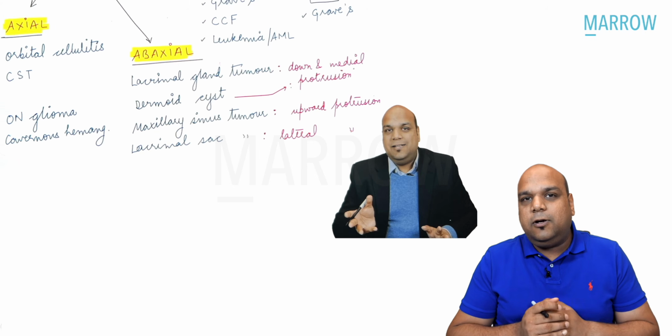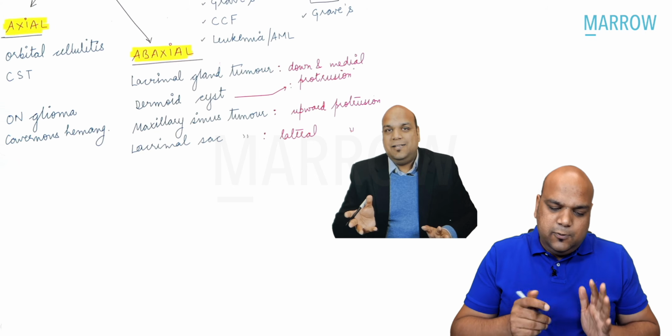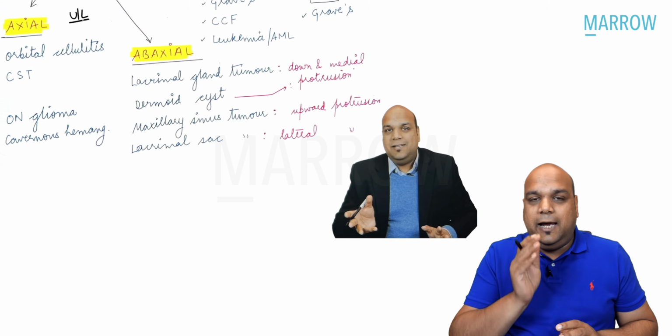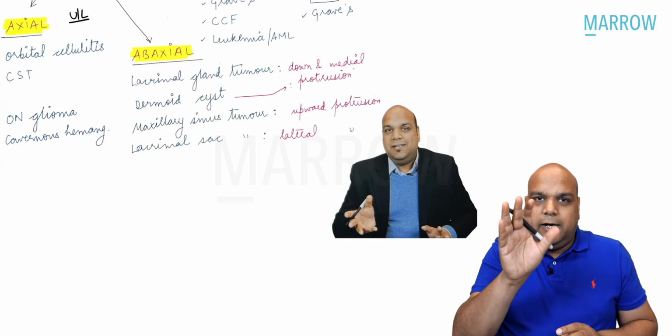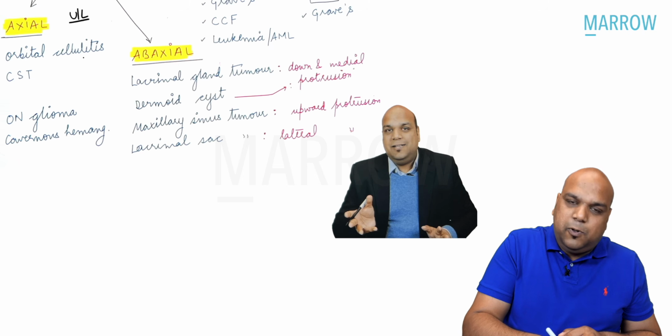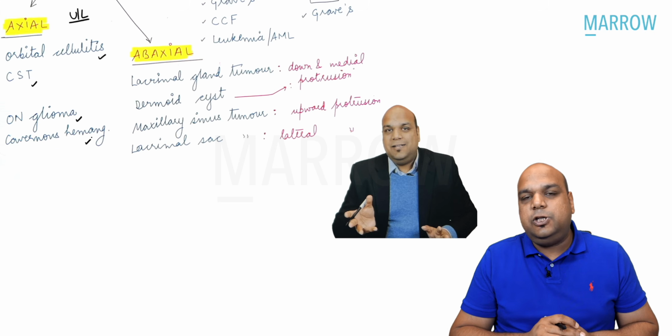This is a screenshot from the videos that we have been taught. You will see that proptosis, if it is unilateral, can be of two types, axial and abaxial. Axial means when the eye will protrude out straight. Abaxial means it will go left, right, up and down. So if we see axial proptosis, causes are orbital cellulitis, cavernous sinus thrombosis, optic nerve glioma, and cavernous hemangioma.